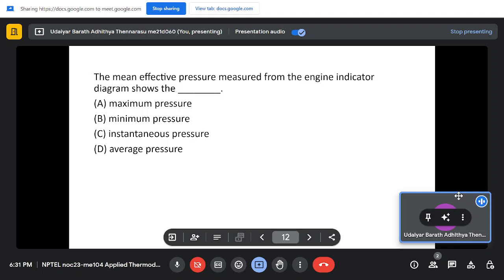The question itself says mean effective, mean, so it will be average, so the answer is D, average pressure. In the indicator diagram you can get maximum pressure, minimum pressure, or at a point the corresponding volume and the pressure, that is an instantaneous pressure. You can get all these things, but mean effective pressure is the average pressure at which the cylinder is operating, so that you can get the power. So P into delta V, as I told you. V is the displacement volume, and at what pressure the piston is moving on average, so that you will get that power. So that is mean effective pressure, generally the average pressure.